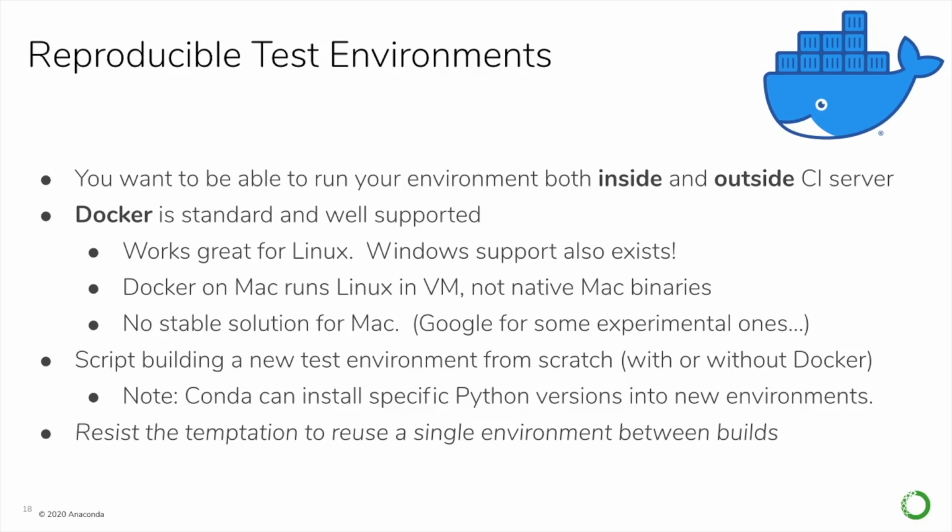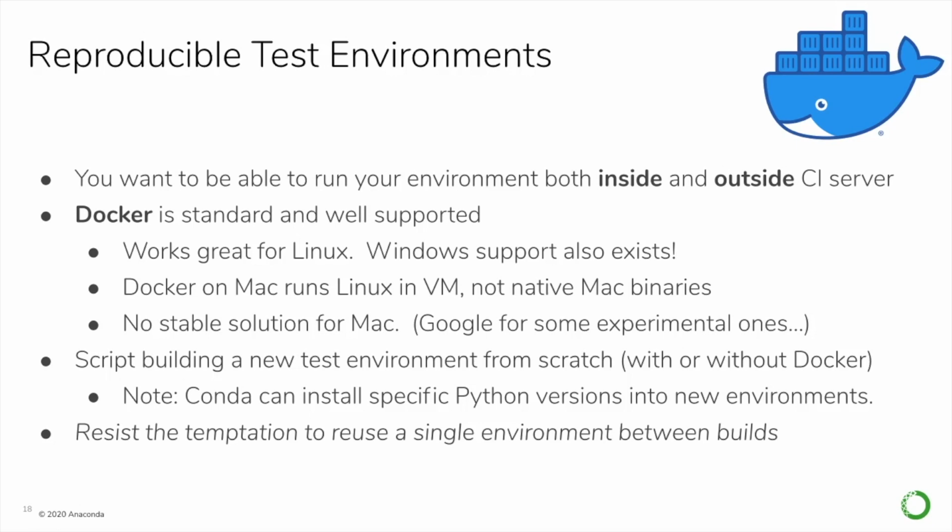Another thing you're going to want to think about in your process is how you are going to do reproducible testing environments. You want to be able to run the environment with your tests both inside and outside the CI server. If you're using a CI service or you're setting up an application, you're going to want to also set up the exact same environment on your development machine for when tests break. There is nothing more frustrating than tests that break in CI and you can't make them break on your machine because you can't reproduce the environment.